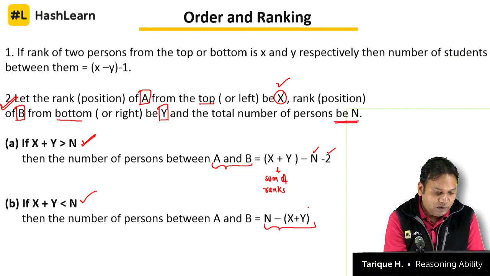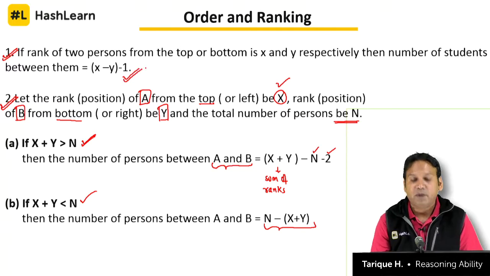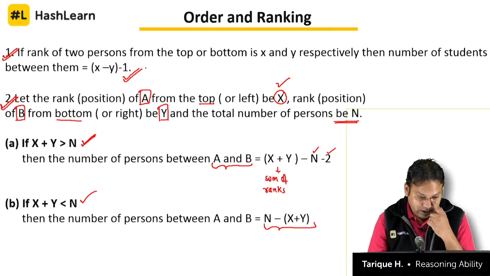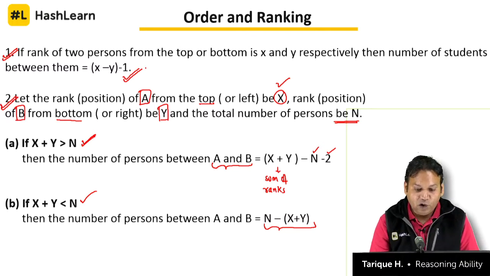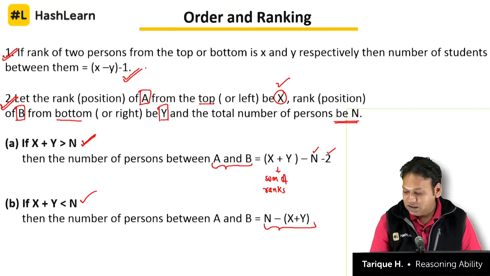Also one formula that we should know here, this formula is missed out. If the ranks of 2 persons from top or bottom are X and Y respectively, the number of students between them is equal to X minus Y minus 1. Now let's look at this question here. If the ranks of 2 persons from the top or bottom are X and Y, then the number of students between them is X minus Y minus 1, but then 2 conditions are there. Keep those 2 conditions in mind and then solve the question.